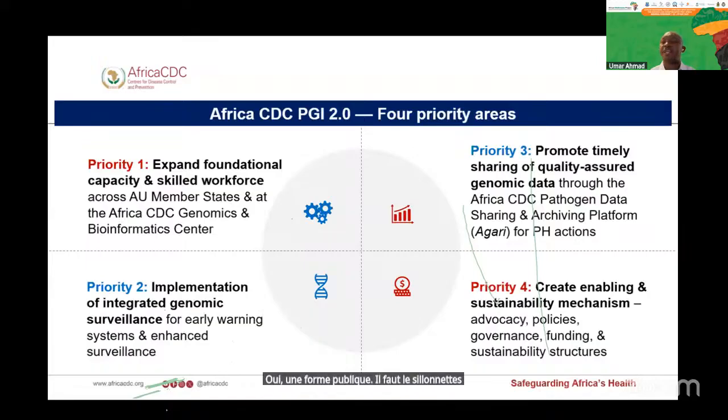And then priority 3: we promote timely sharing of quality-assured data through what we call pathogen data sharing platforms, which is currently being developed by Africa CDC, called the AGARI Platform for Public Health Action, where we ask member states to submit data onto the platform, ensuring timely sharing of quality genomics data. That will serve as a wake-up call for early warning signs and detection of pathogens with pandemic potential. And we also enable these systems with sustainability mechanisms, frequently carrying out advocacy, policy, governance, and also funding sustainability structures.